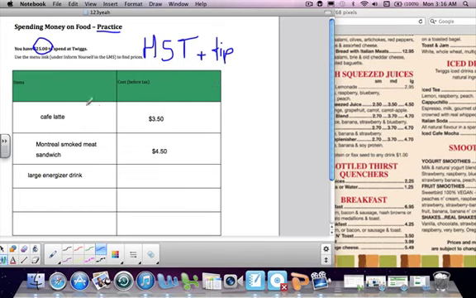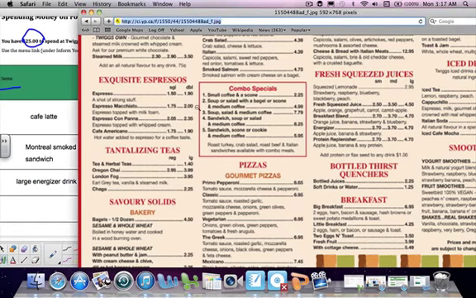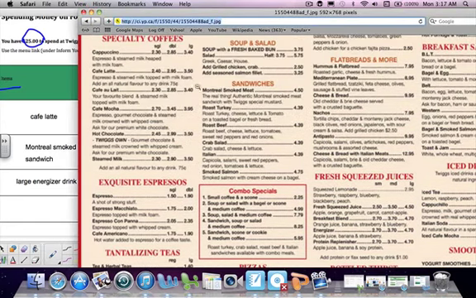It's actually 13% for the HST and then another 15% for the tip. So you can see here we've got our list of items and then the cost of each before tax. And in order to find the cost of each, you'll need to use the link through the LMS to get to the Twiggs menu. And so I've already found that a cafe latte is $3.50. A Montreal smoked meat sandwich, which I've already included in the chart, is $4.50. And I need to add the cost of a large Energizer drink.